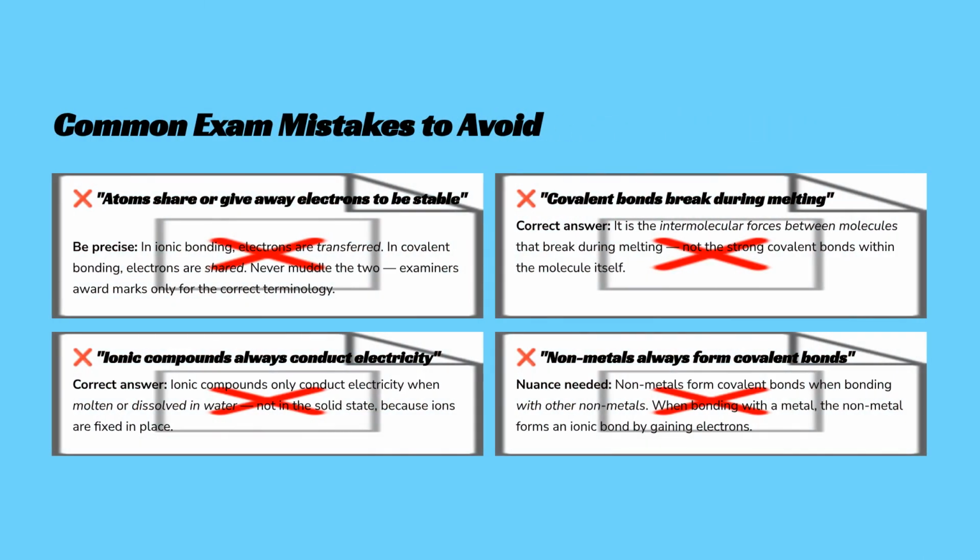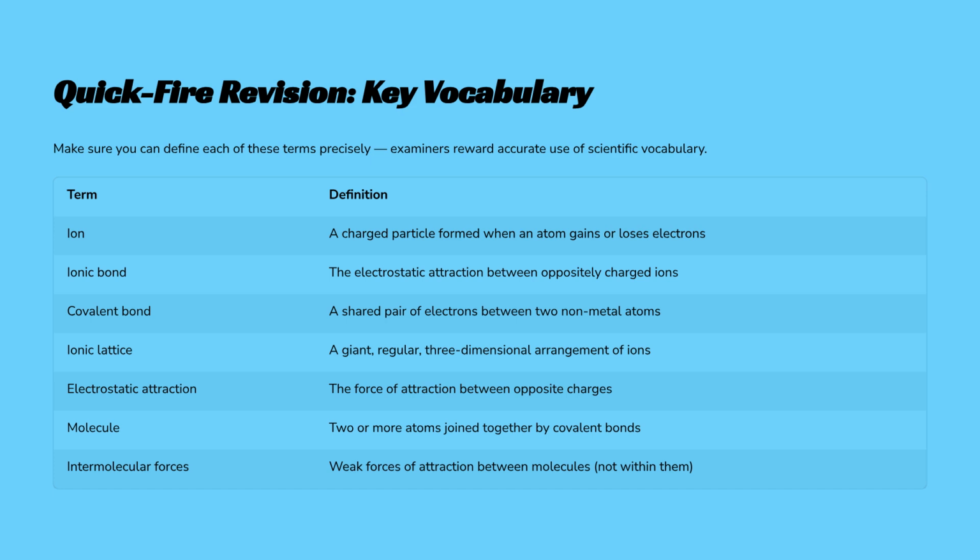Similarly, describing covalent bonding requires 4 points. First, state the atoms involved, non-metal atoms. Second, describe electron sharing. A shared pair of electrons forms the bond. Third, explain why. Sharing gives both atoms a full outer shell. Fourth, name the product. Covalent bonding results in the formation of a molecule.